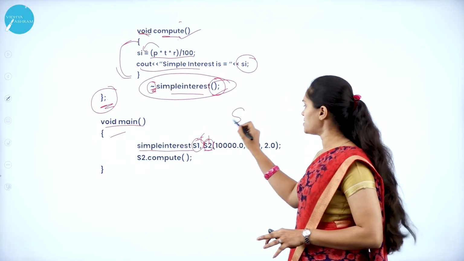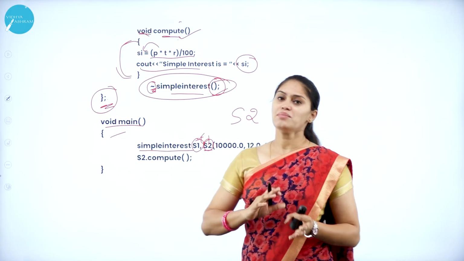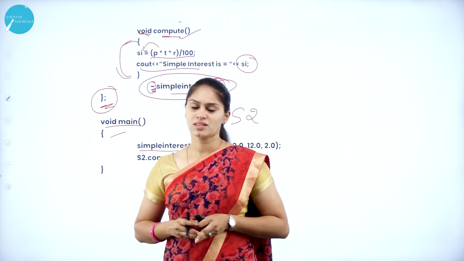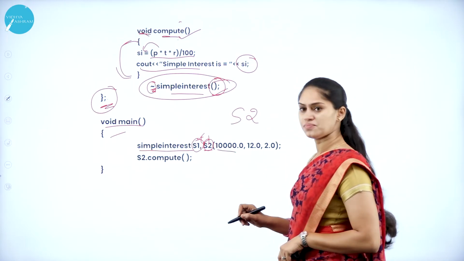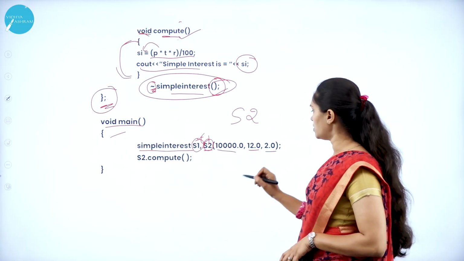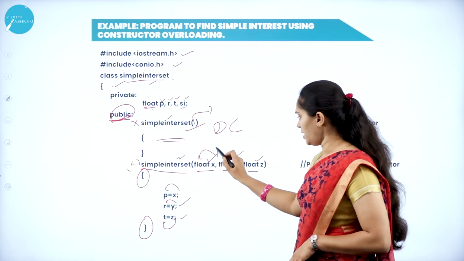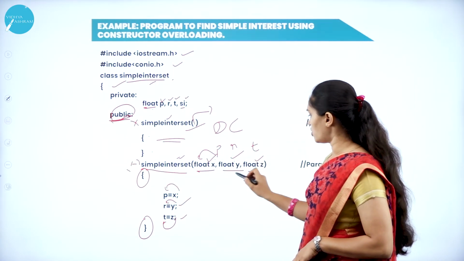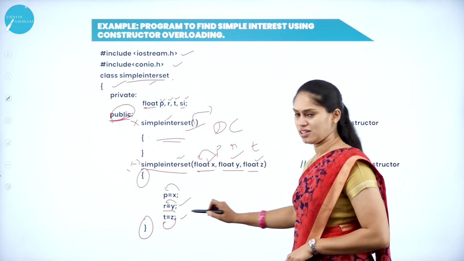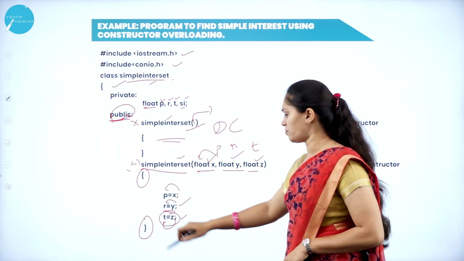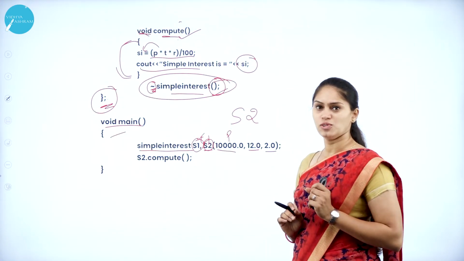So I am creating one more object with the name S2. What is the second object name? That is S2. So within the S2 object, I am sending some parameters. What are the parameters that I am sending? Here I am taking 10,000, 12 and 2. So this is nothing but P, R, T. X is the principal amount, Y is the rate of interest and Z is the time. In the same way, I am supposed to give the parameter values.